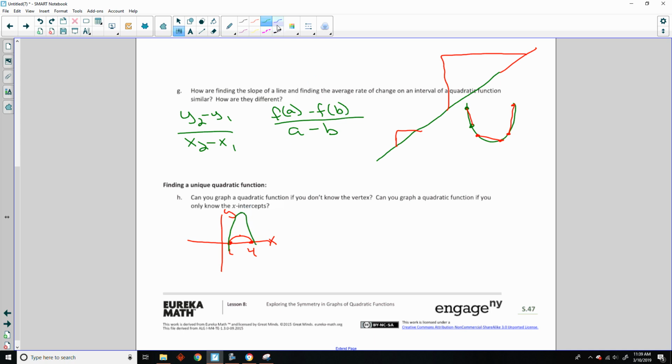But then I don't know what a is, so the parabola could go this way. So just knowing the vertex doesn't help. Can you graph a quadratic function if you only know the x-intercepts? The answer is no, and this is why. I can have infinitely many parabolas that go through 2 points on the x-axis.